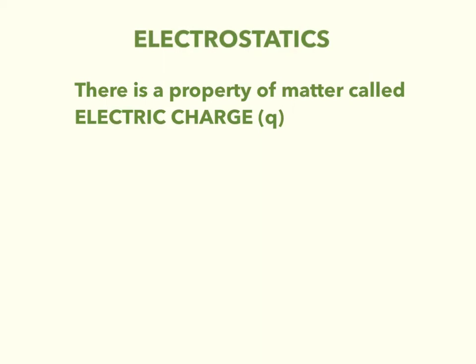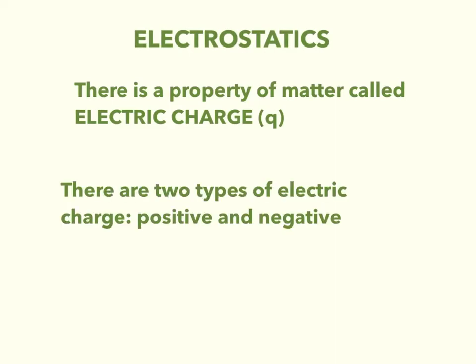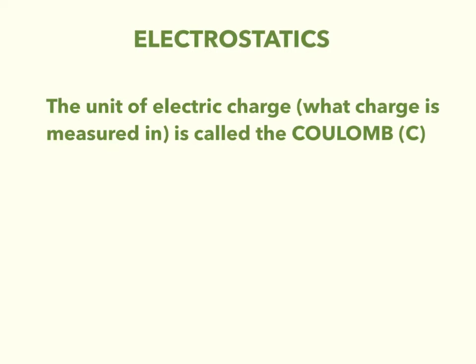So let's get some basics down. First of all, there's a property of matter called electric charge. As you've learned before, there are two types of electric charge, positive and negative. Electric charge is measured in units called coulombs. Coulombs are a scalar, which means that with electric charge, we just care about amounts rather than anything about a direction.